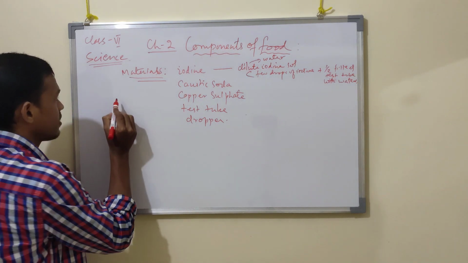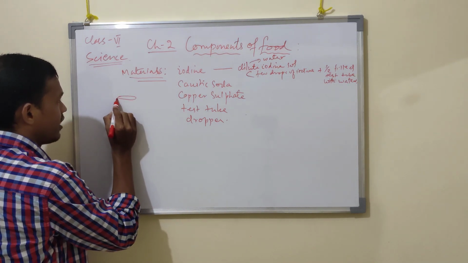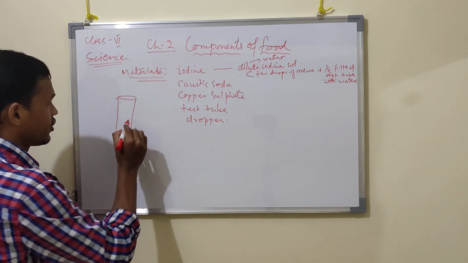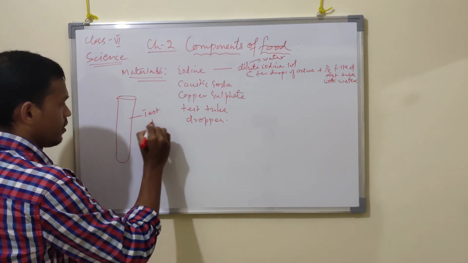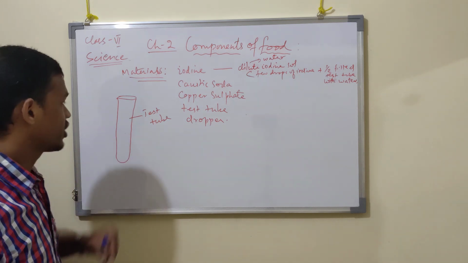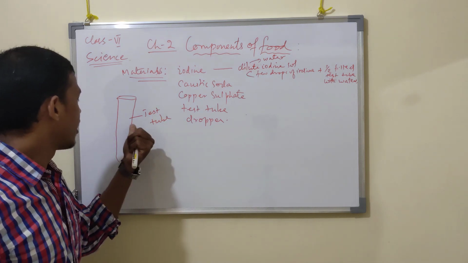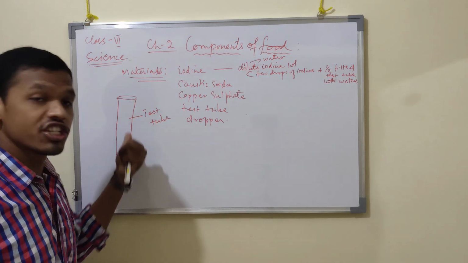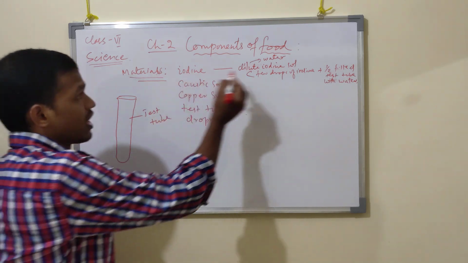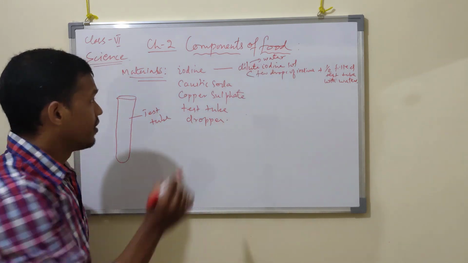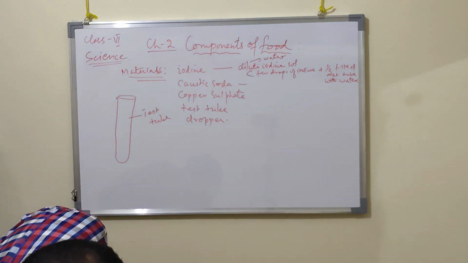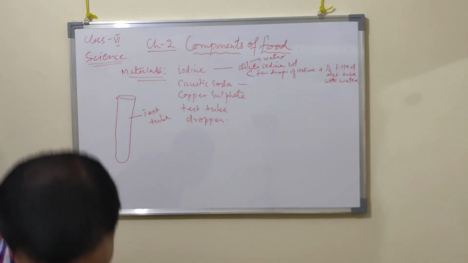A test tube will look like this in your textbook: a tube-like structure, a cylindrical tube. Half filled means half of the test tube is filled with water and a few drops of iodine are dissolved in it. Then the dilute iodine solution is prepared. Then what about caustic soda? You take 10 gram of caustic soda.